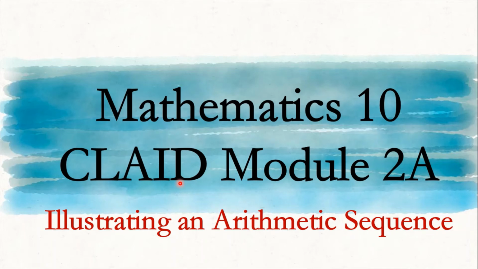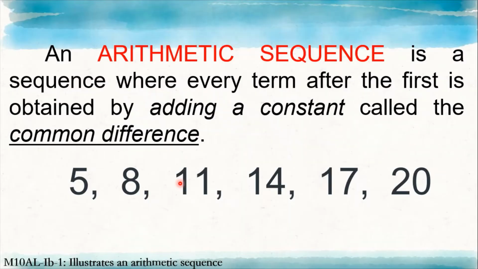Hello grade 10 learners, let me share this video with you to guide you in answering CLAID Module 2A with the topic illustrating an arithmetic sequence. So what is an arithmetic sequence? An arithmetic sequence is a sequence where every term after the first is obtained by adding a constant called the common difference. So tandaan, we are adding a constant number to each of the terms, and this constant number is what we call the common difference.